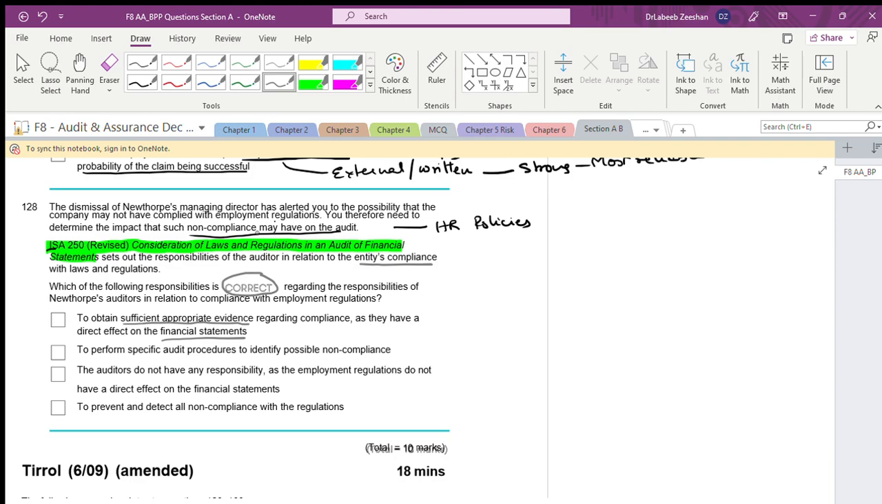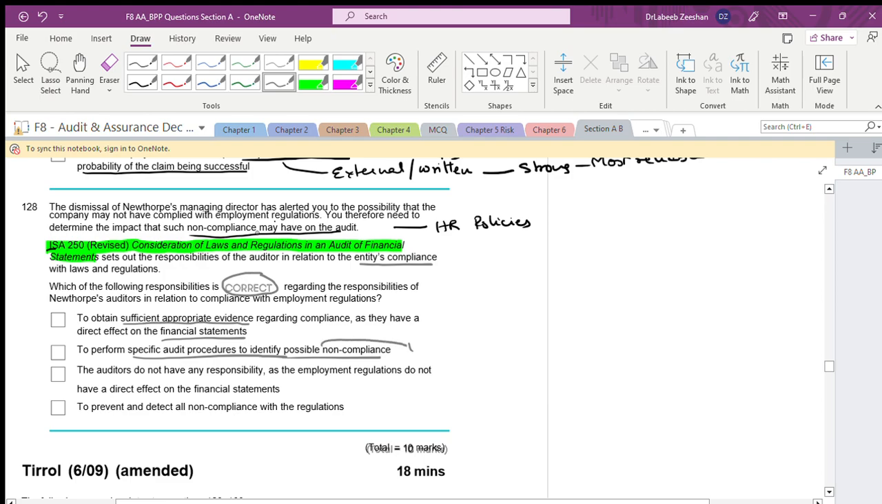We should not obtain. What is the responsibility? To perform specific audit procedures to identify possible non-compliances. We will see whether any other option is more related to this or not. To perform specific audit procedures. Specific audit procedures in terms of what?